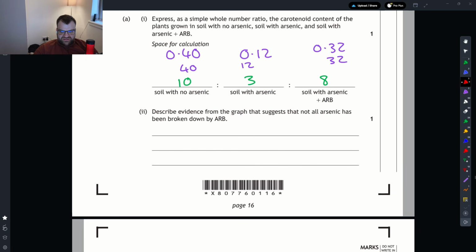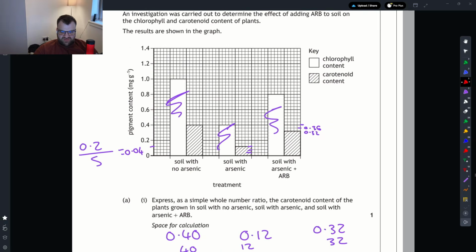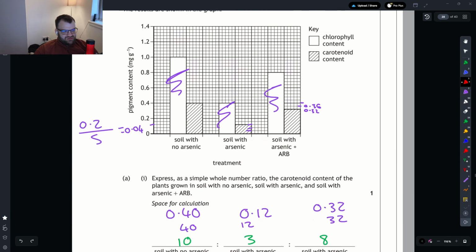Describe the evidence from the graph that suggests that not all arsenic has been broken down. Well, none of them said 0 on it.